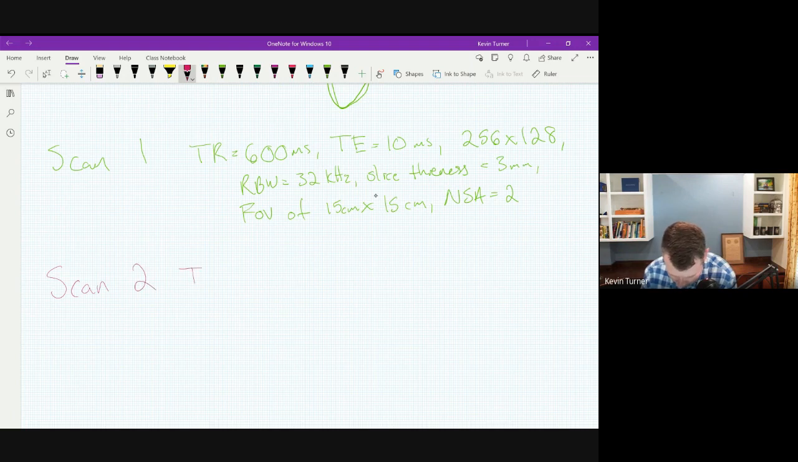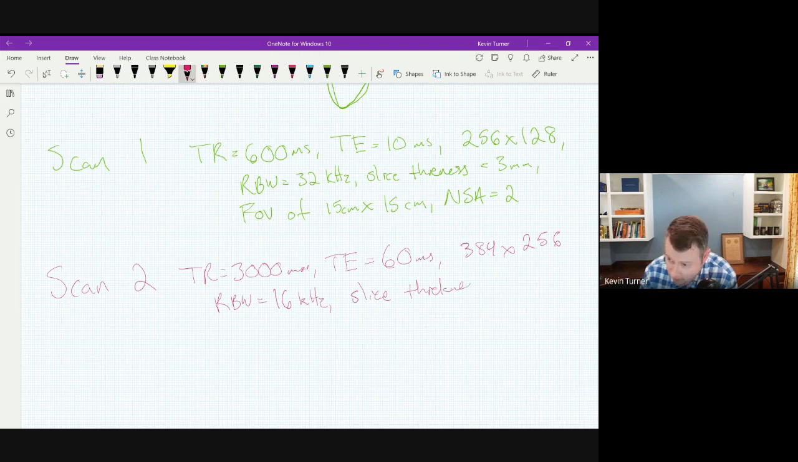Scan 2 has a TR of 3,000 milliseconds, a TE of 60 milliseconds, a matrix of 384 by 256, a receiver bandwidth of 16 kilohertz, a slice thickness of 2 millimeters, a field of view of 30 centimeters by 30 centimeters, and an NSA of 1.